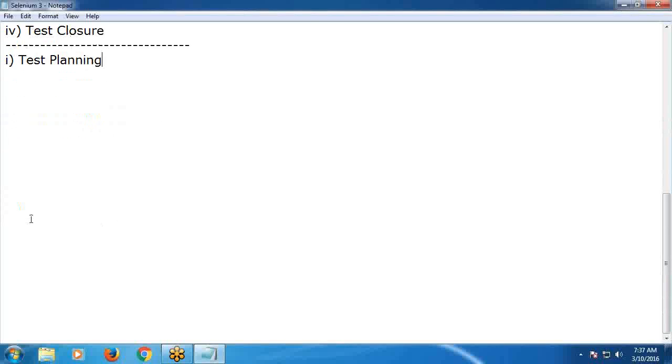Test planning. In order to understand the phases, this is the format.